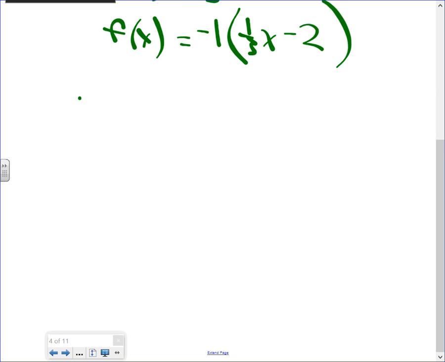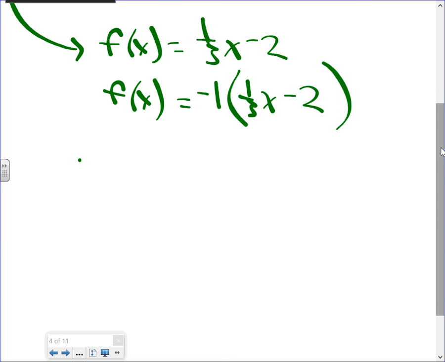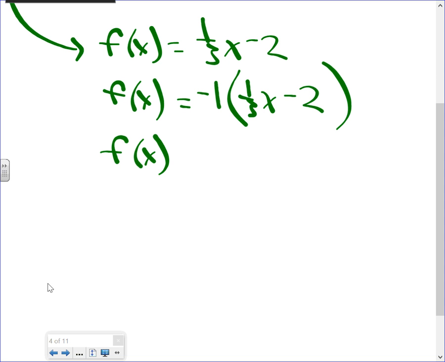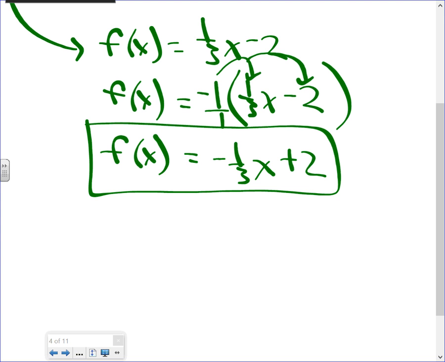Let's distribute. So I have parentheses and a negative 1 outside, so it's going to be f of x, and watch this now. Negative 1 times 1/3 and negative 1 times negative 2. Let's clean it up. Negative 1 times 1/3 is negative 1/3 x. Negative 1 times negative 2 is positive 2. Here's our new function. All I did is distribute a negative 1 to everything. Notice that. Okay. Look at the other one now.